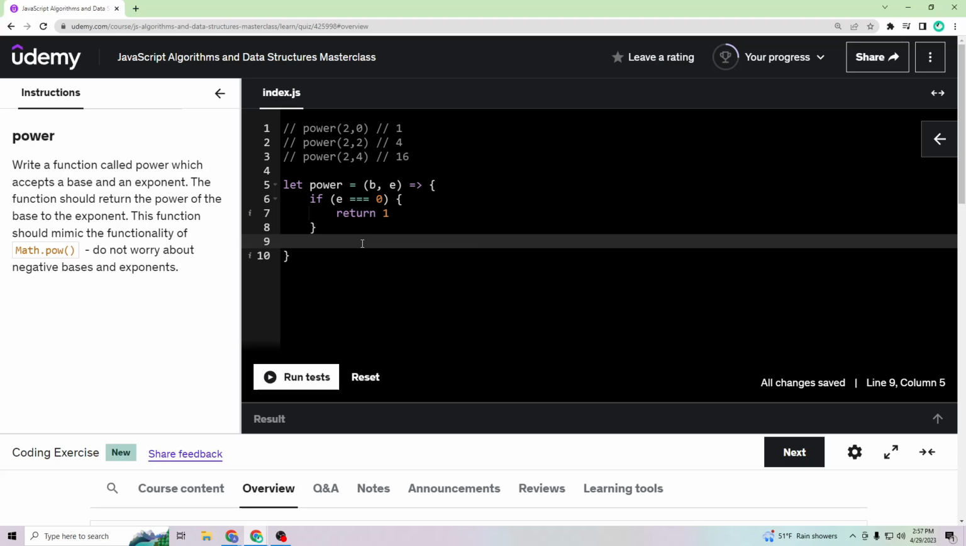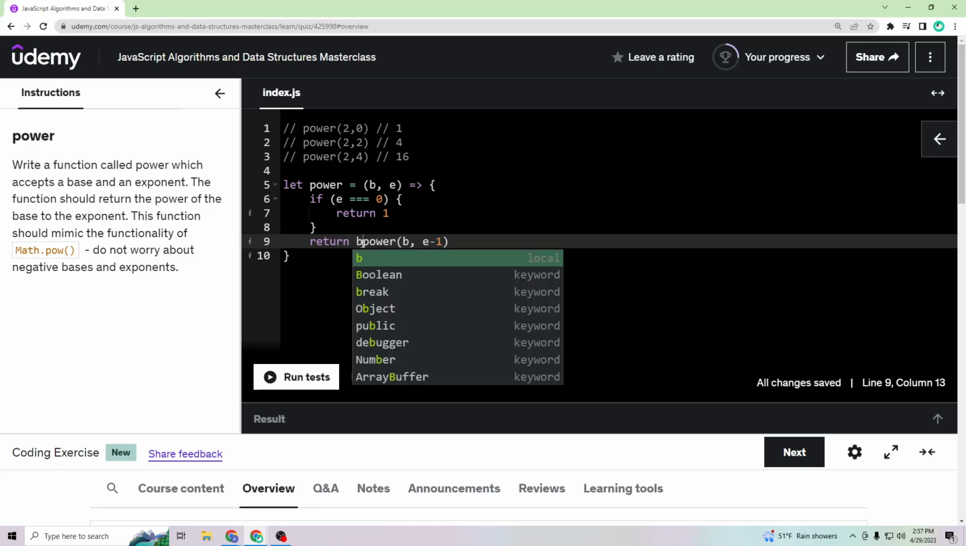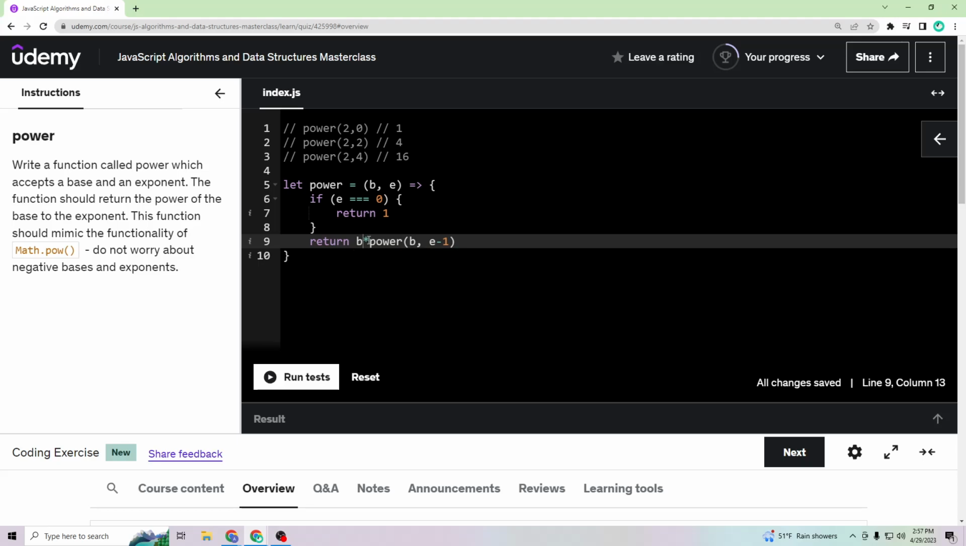And so I'm thinking we do a return of power with the same base and e minus 1. And maybe we need to do b times that. That seems reasonable. So I'd be doing the base times the same function, the power function being called again on that same base and e minus 1, and I think that might do the job.